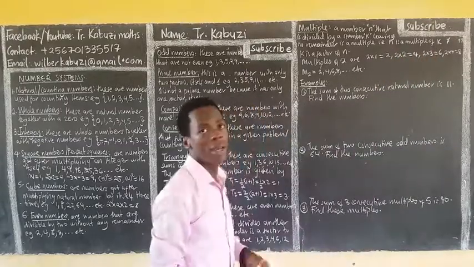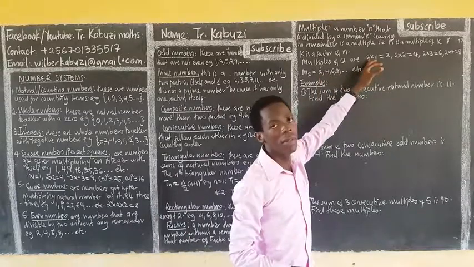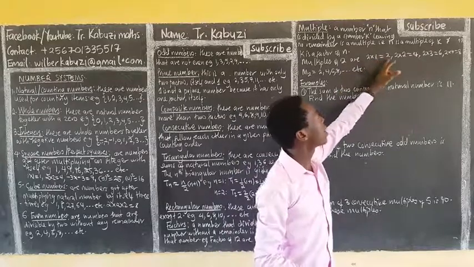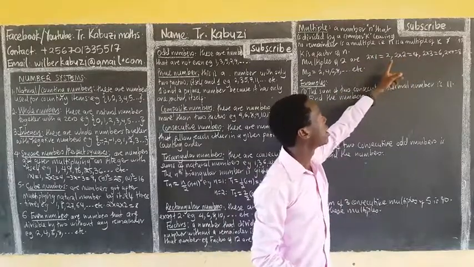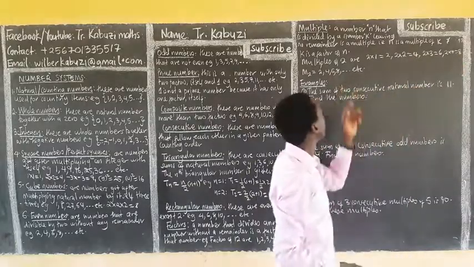So how do you get multiples of 2? To get multiples of 2, you just take 2 and multiply it by any natural number you want. So 2 times 1, you get 2, 2 times 2, you get 4. Now these are the multiples of 2, as you see there.